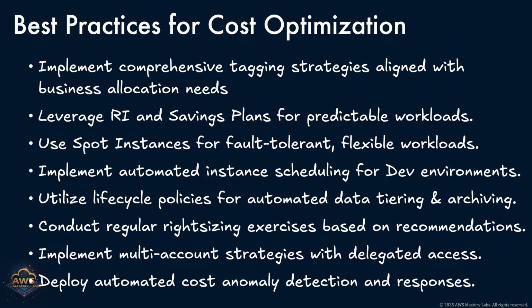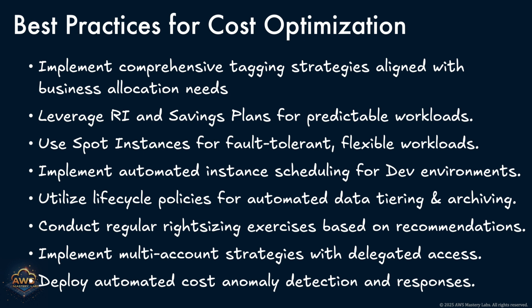Once your workloads are up and running in the cloud, optimizing costs becomes an ongoing responsibility. That's where cost optimization best practices come into play. One of the foundational practices is implementing a comprehensive tagging strategy. Tags help you break down costs by team, project, application, or business unit. When done correctly, tagging provides the visibility you need to allocate costs accurately and hold the right stakeholders accountable for their usage.